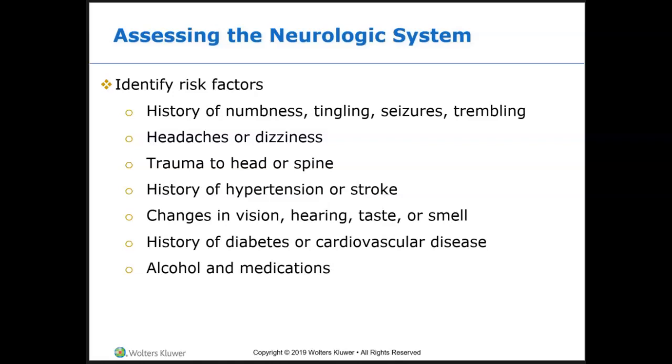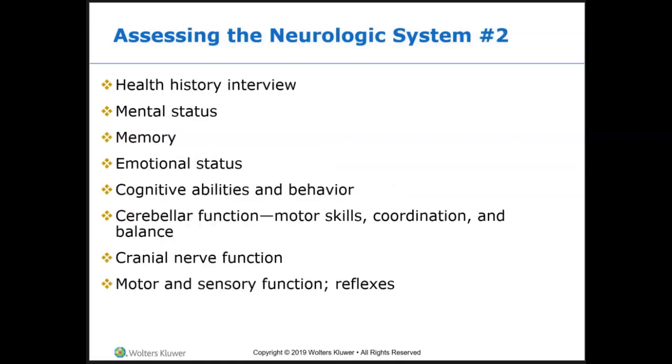Assessing the neurological system. So we're going to look for risk factors like, does the patient have a history of numbness, tingling, seizures, trembling, headaches, dizziness, trauma to the head or spine, history of hypertension, history of stroke? Do they have any changes in their vision? Changes in hearing, changes in taste or smell? Do they have a history of diabetes or cardiovascular disease or alcohol or medications that could cause changes, right?